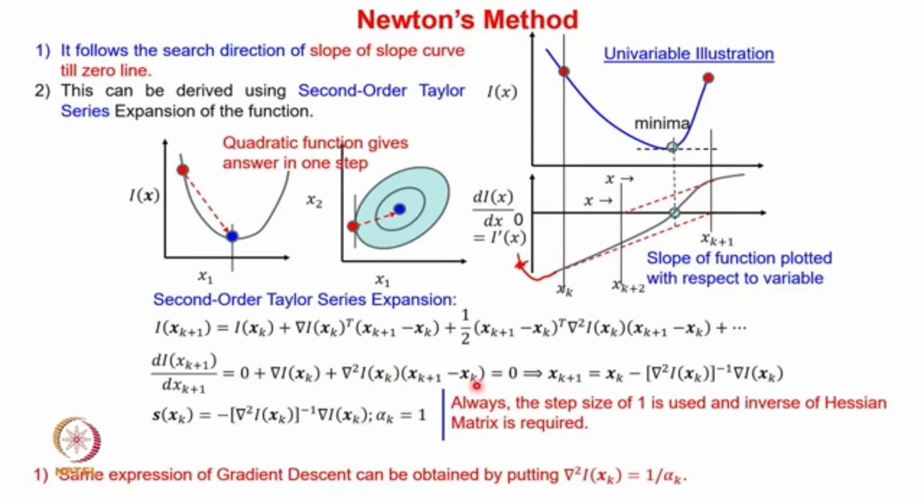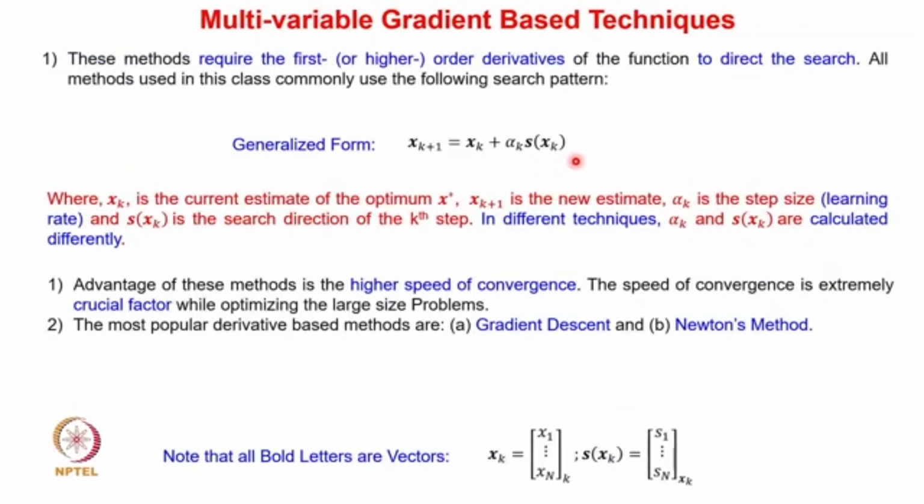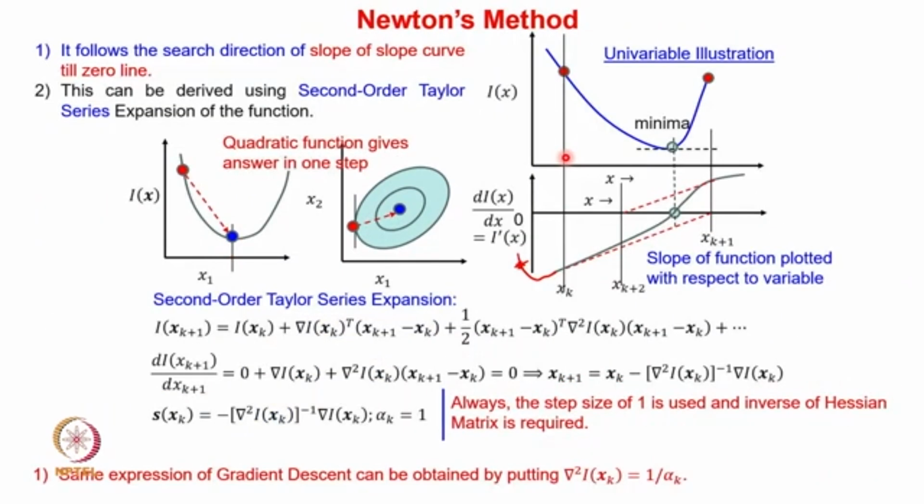So we can rearrange this term. If we rearrange, what we get is xk+1 comes out to be xk minus the inverse of ∇²I(xk), the Hessian matrix, multiplied by the gradient matrix ∇I(xk). So this is the final expression of Newton's method. If we compare with the generalized expression, you can see that S(xk) is nothing but the inverse of the Hessian matrix into the gradient matrix, and alpha k is just 1.